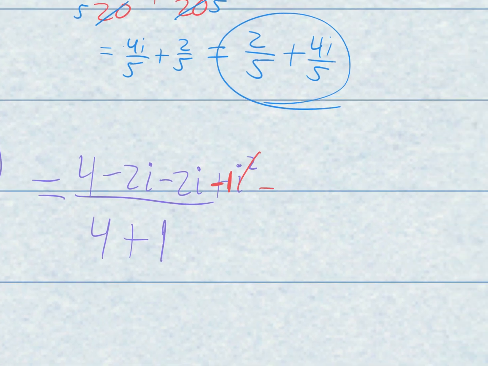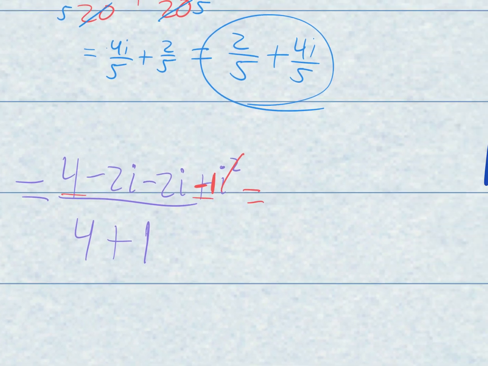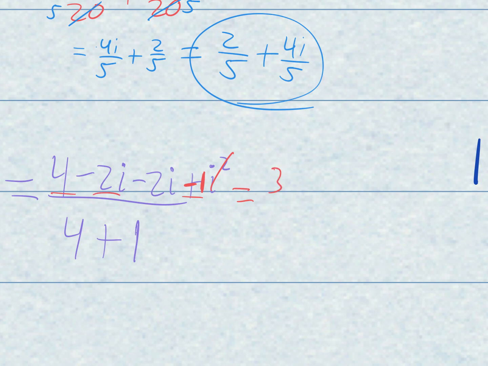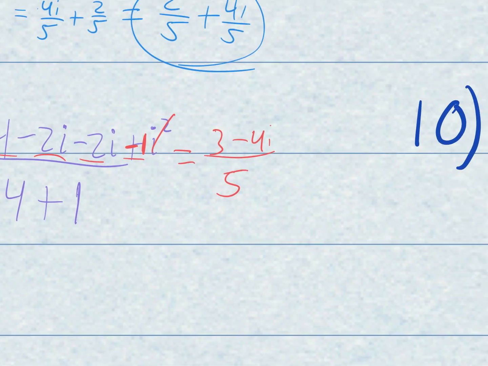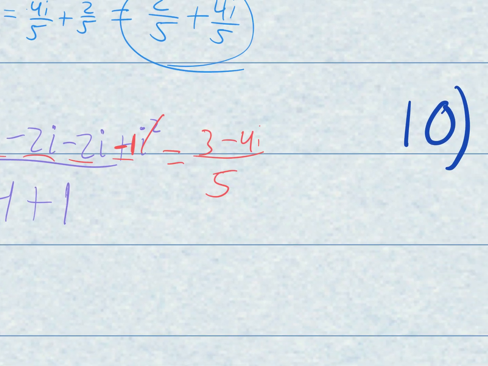Now let's simplify this a little bit. Our real on top is going to be 4 minus 1, which is 3. And then the imaginary is going to be negative 4i over 4 plus 1, which is 5. And now to write it in standard form, just split it up. So this becomes 3 over 5 minus 4i over 5.